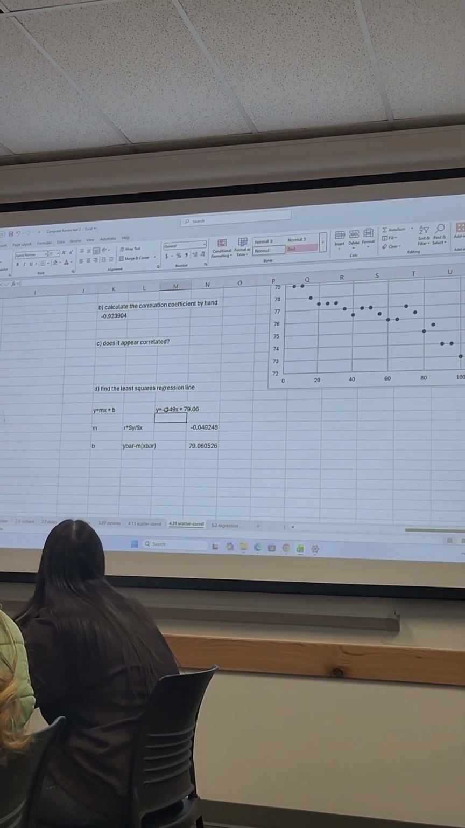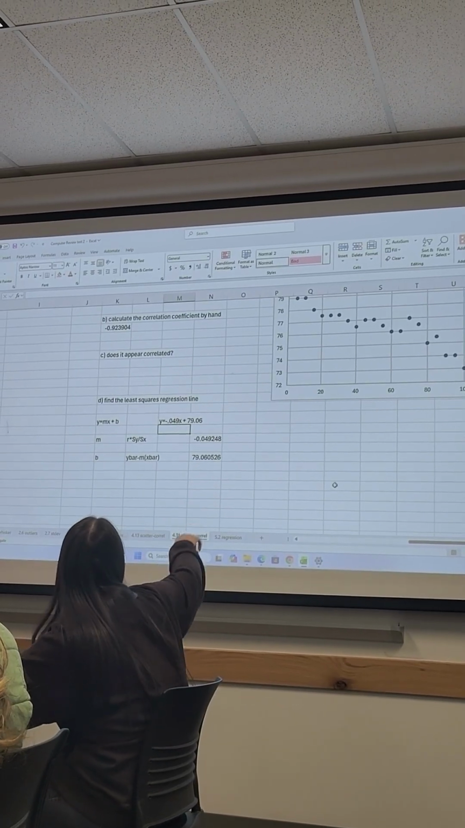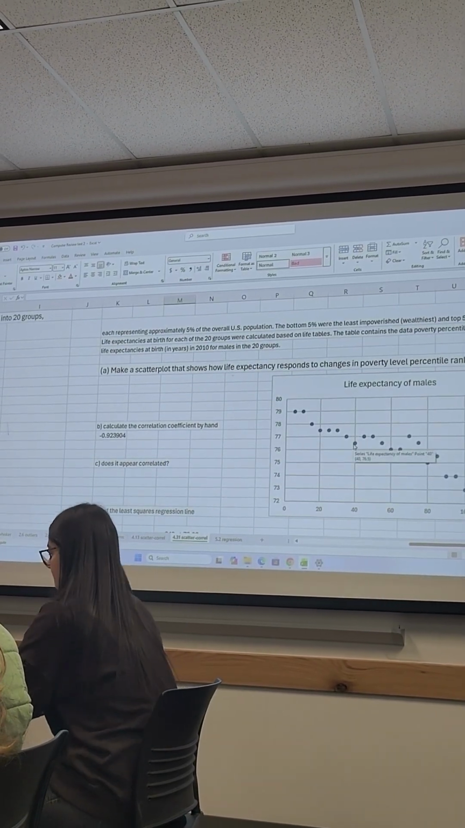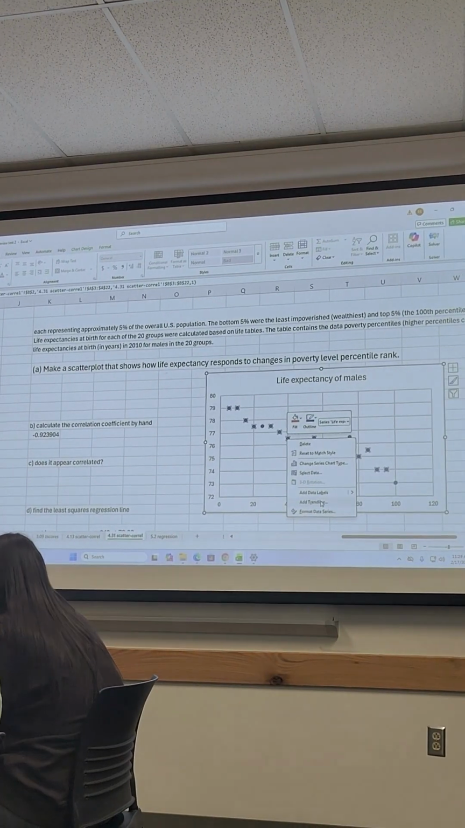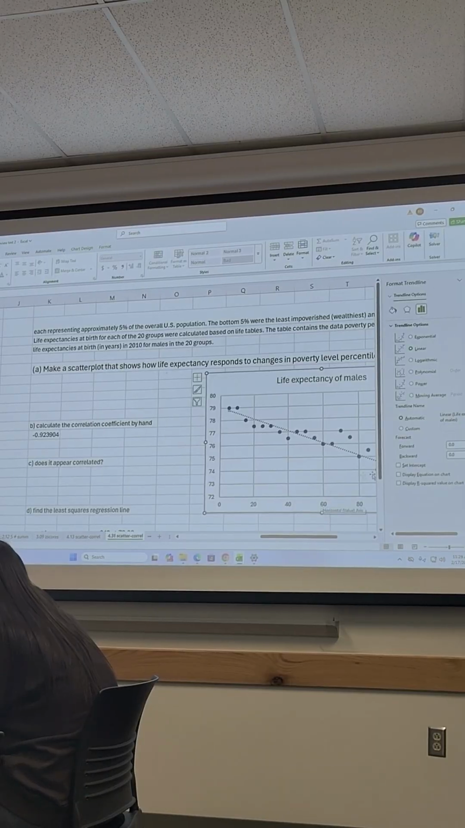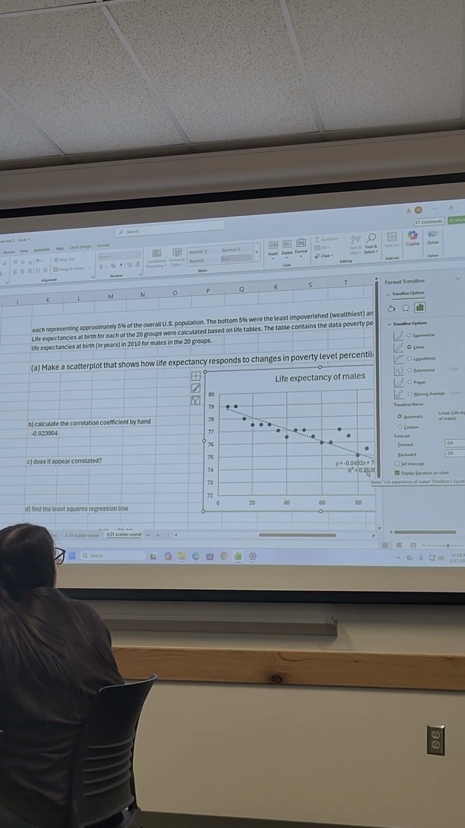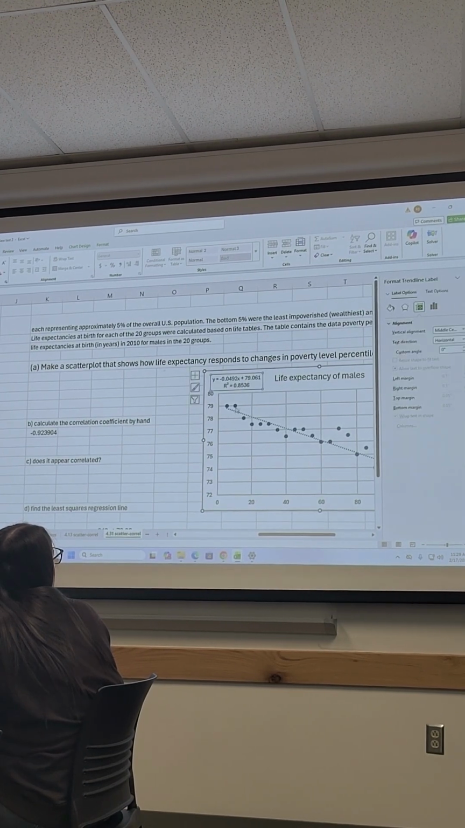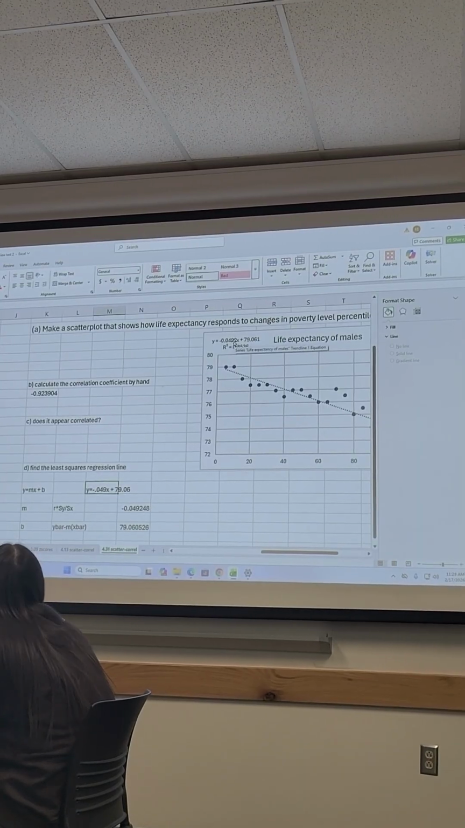Do you know how to check your answer? Pick a point, any point. Right click and say add trendline. And then say display the equation on the chart. And you can also display the R squared, which you don't need. And I'll put that there. And look, my answer is what they got. How about that?